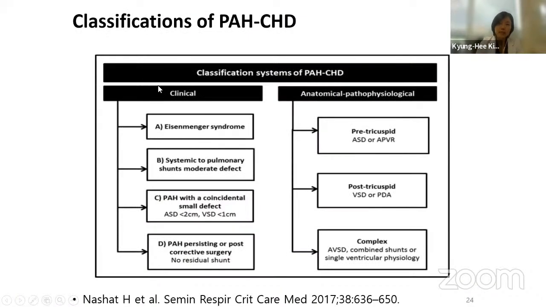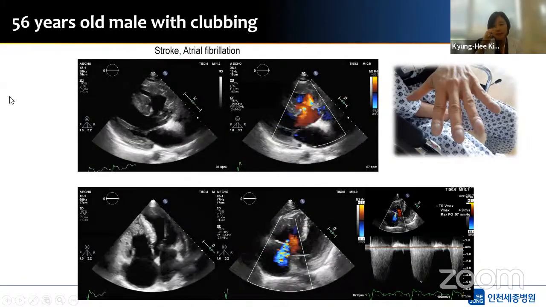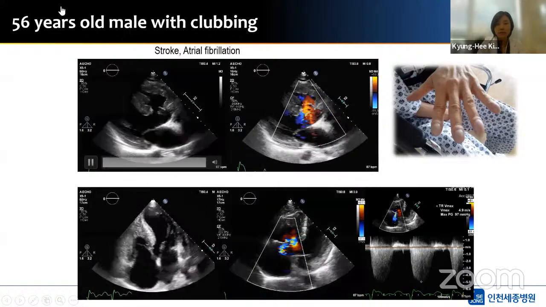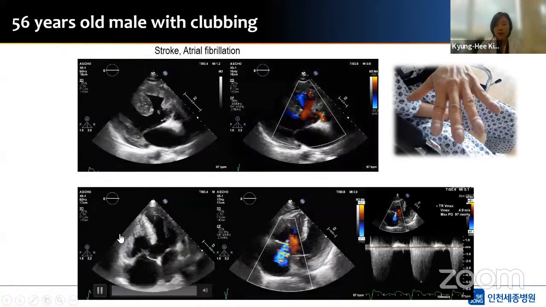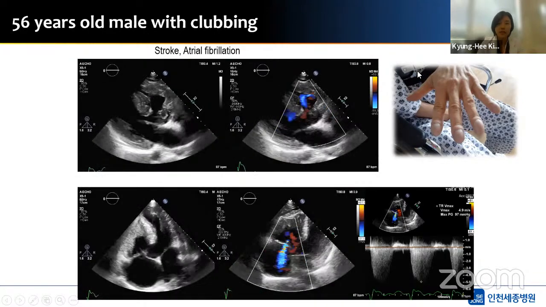So the classification of pH in congenital heart disease is, clinically, Eisenmenger and systemic-to-pulmonary shunts, pH with coincidental small defect, and pH persistent or post-corrective surgery; and anatomically and pathophysiologically, pre-tricuspid, post-tricuspid, or complex. Nowadays, we can see some Eisenmenger syndromes with VSD. This is a patient with Eisenmenger with clubbing due to VSD. The first time he developed a stroke and AFib, we could see the large VSD and then right heart failure and then sinuses. So we have no chance to treat him with pH-targeted therapy.